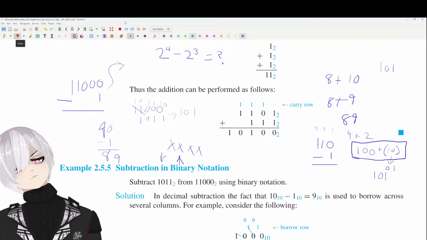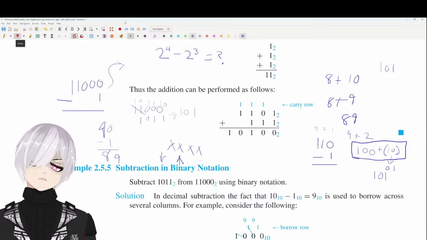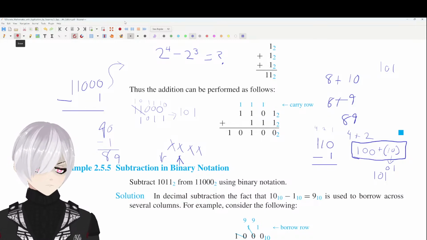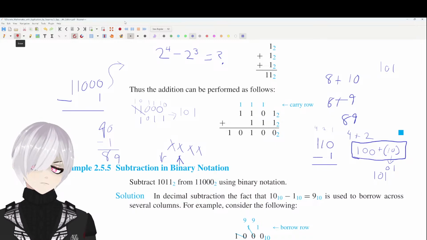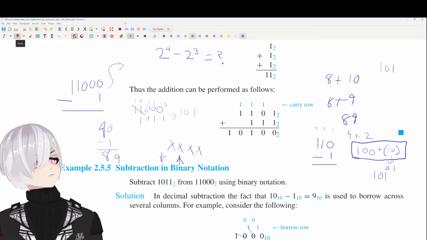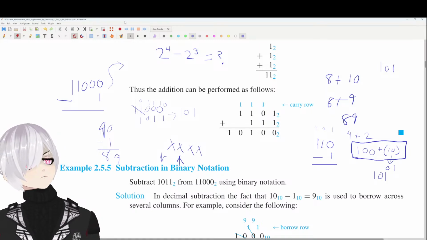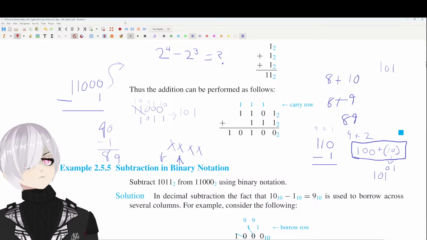And then for the example 11000 minus 1011, we've already done all of the borrowing. So now we can similarly do the subtraction.